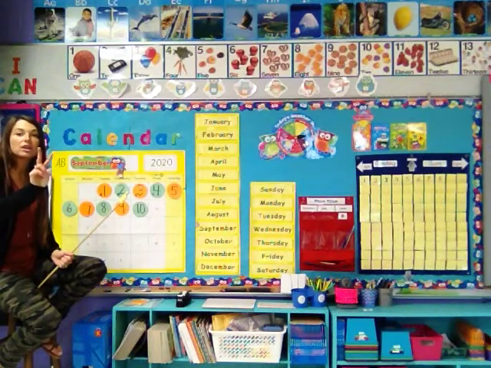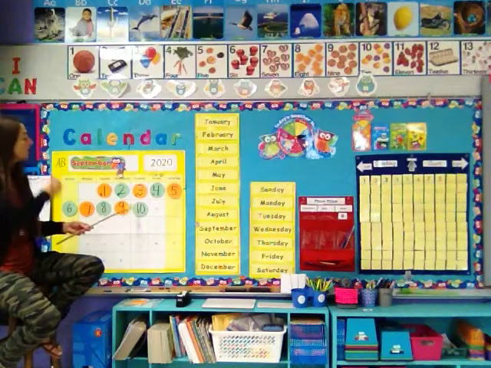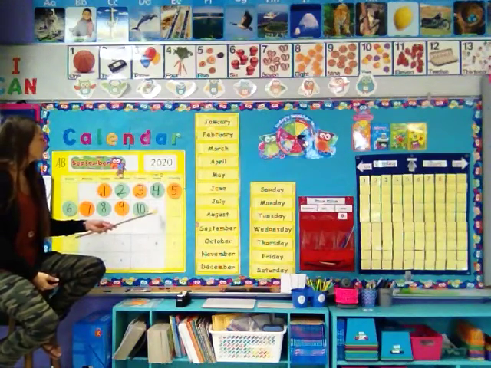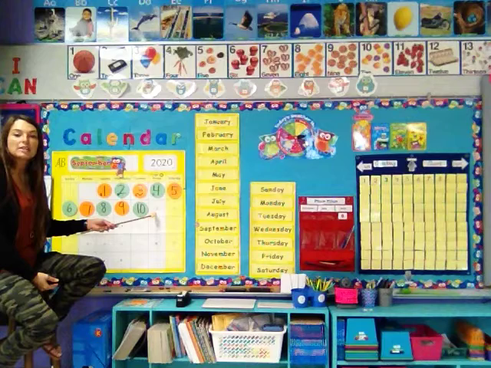We have two colors that we are going back and forth and repeating over and over again. So yesterday we had a green circle. So what color of circle do you think we need today on our calendar?